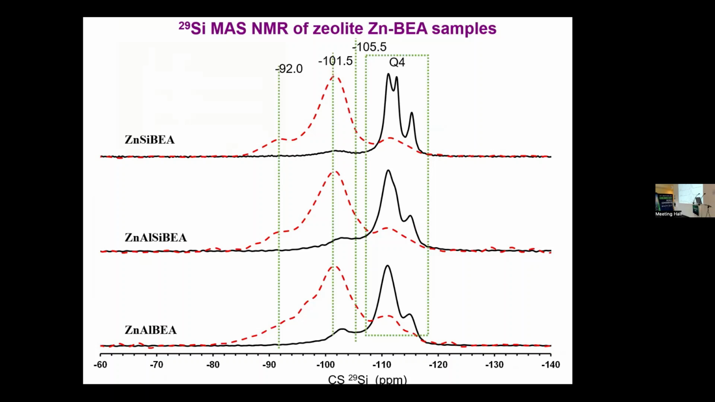By silicon NMR, we can see that in this sample there is a characteristic band peak related to the presence of silicon in different environments.